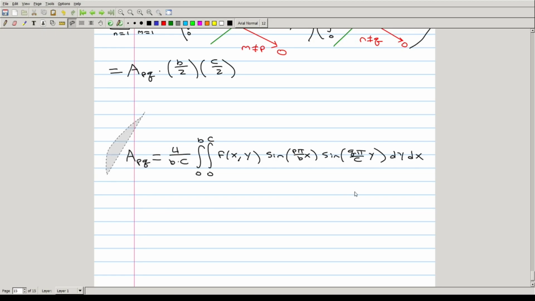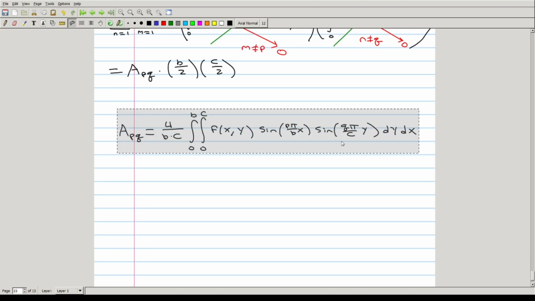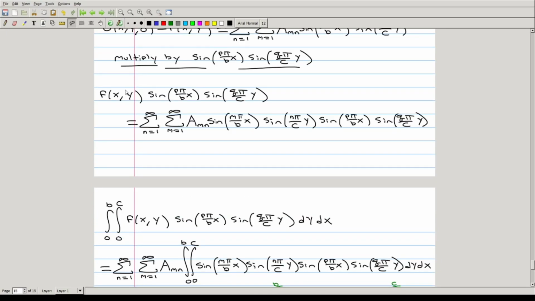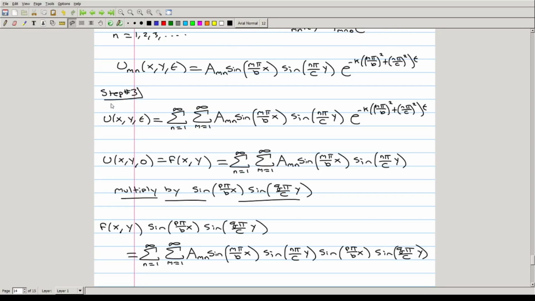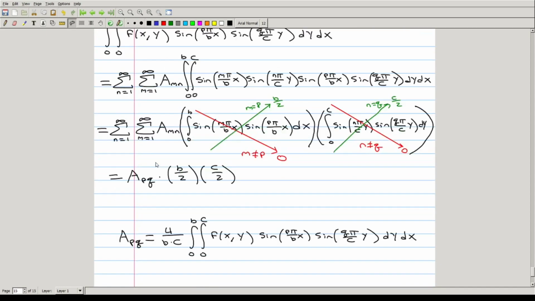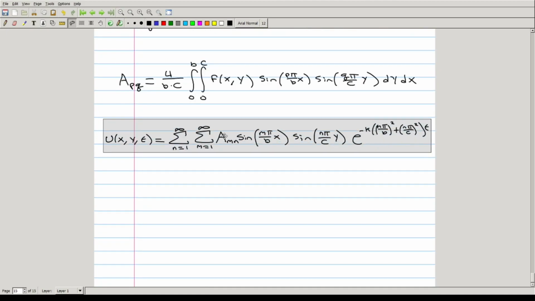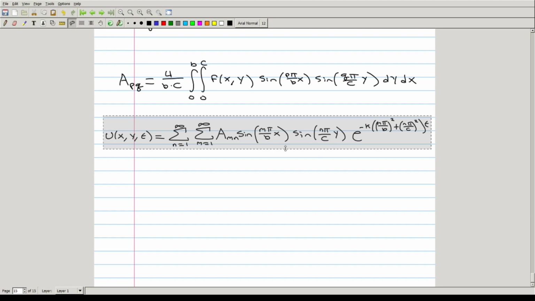Which gives us a direct formula for the coefficients in that infinite sum from before. So the general solution to this problem with these specific boundary conditions is going to be this infinite sum, where A_mn is defined by this equation right here. And so let's go through and do this for two separate examples.